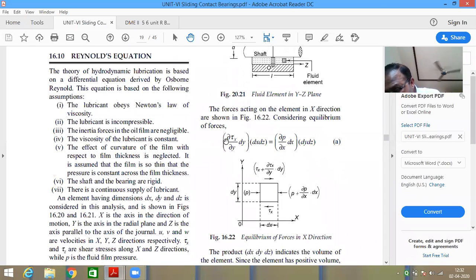How much time is remaining? 8 minutes are remaining. Okay. Like yesterday, send me the attendance by taking the screenshot. Anybody? Okay.